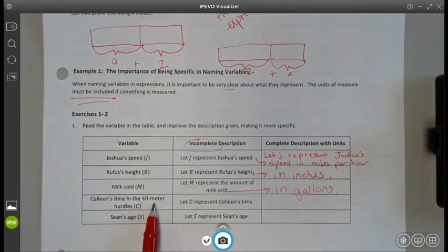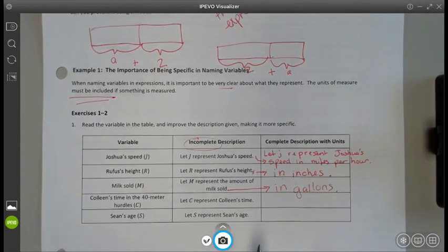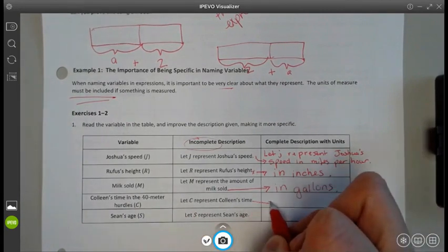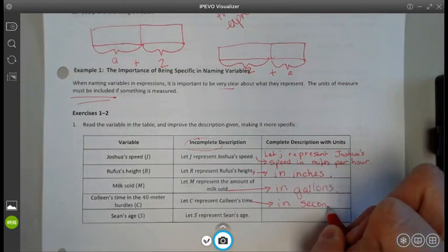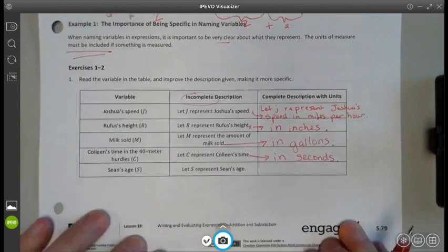Colleen's time in the 400-meter hurdles. Okay, 400-meter hurdles, that's usually pretty fast. Let C represent Colleen's time. What would we probably measure in? We would probably measure in seconds. Yeah, races are typically measured in seconds.